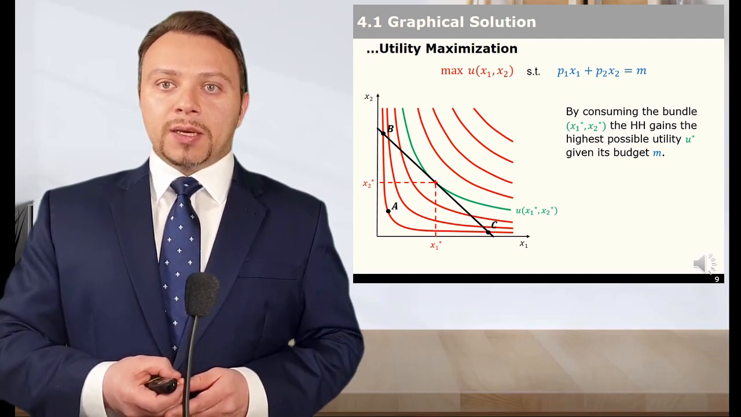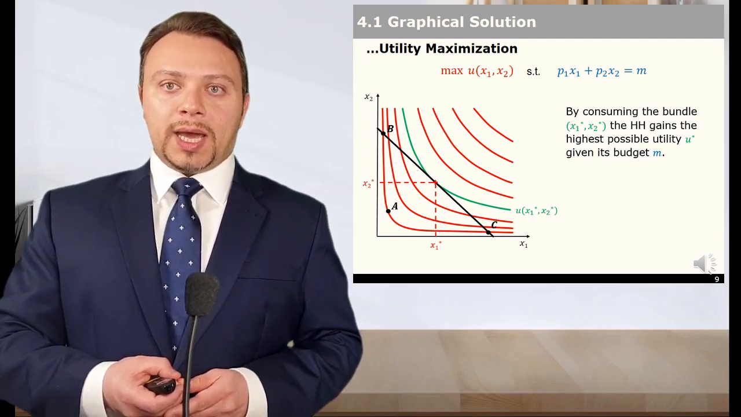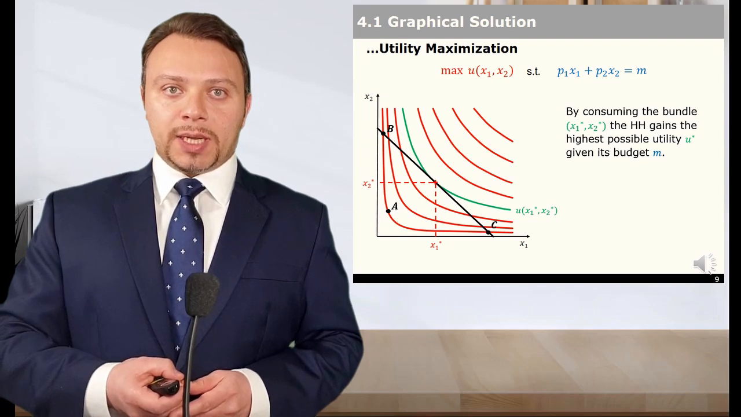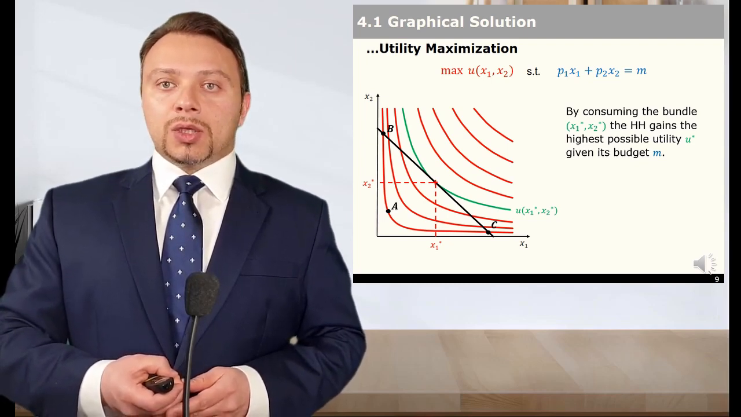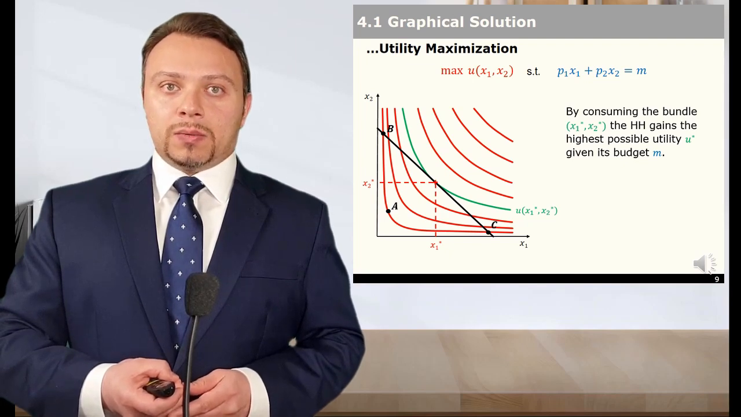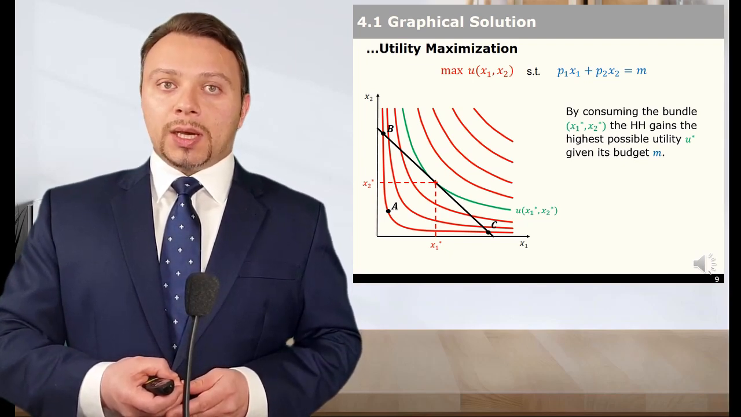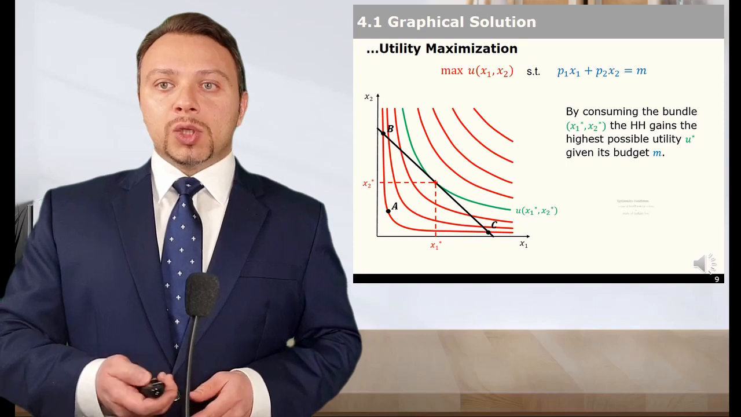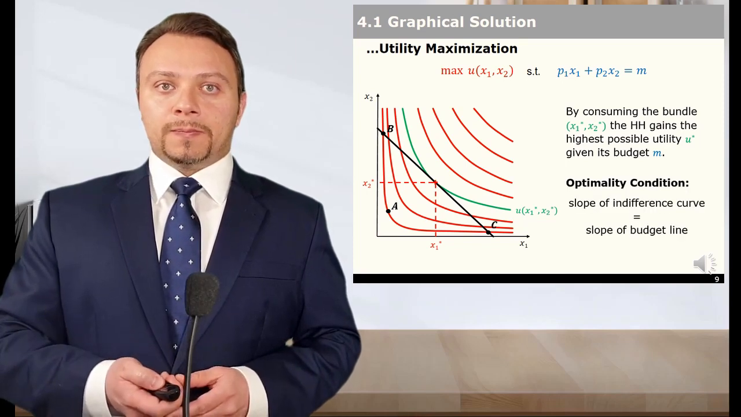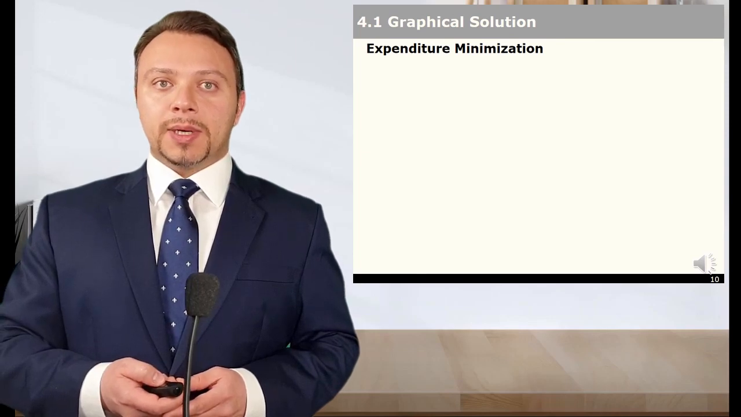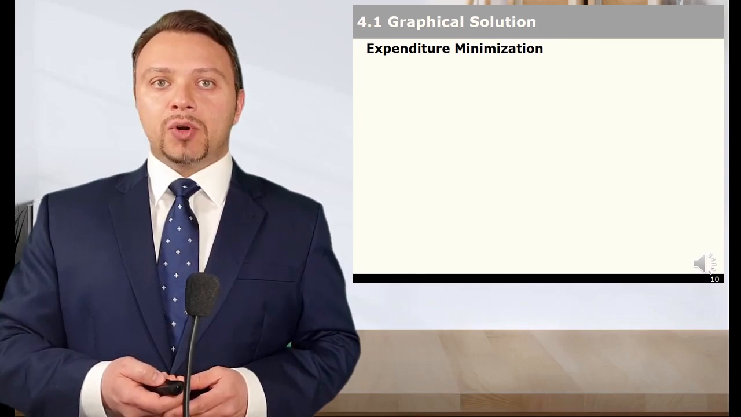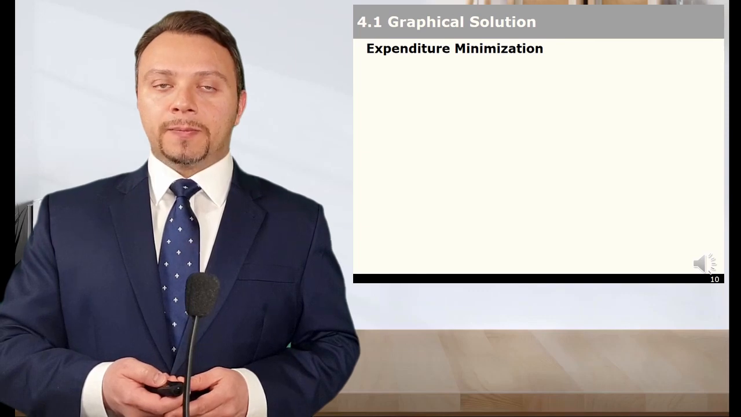We see that there is only one point in common between the indifference curve, represented in green here, and the budget line in black. So this means that in this point, the slope of the budget line must be equal to the slope of the indifference curve. Let us now have a look at the expenditure minimization. This is the same problem, just from another perspective.